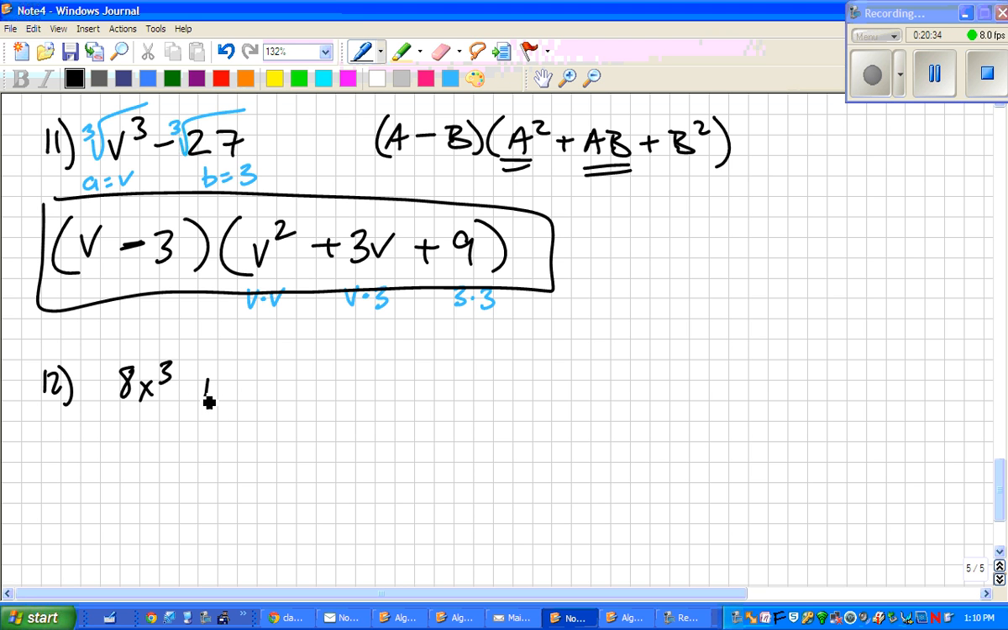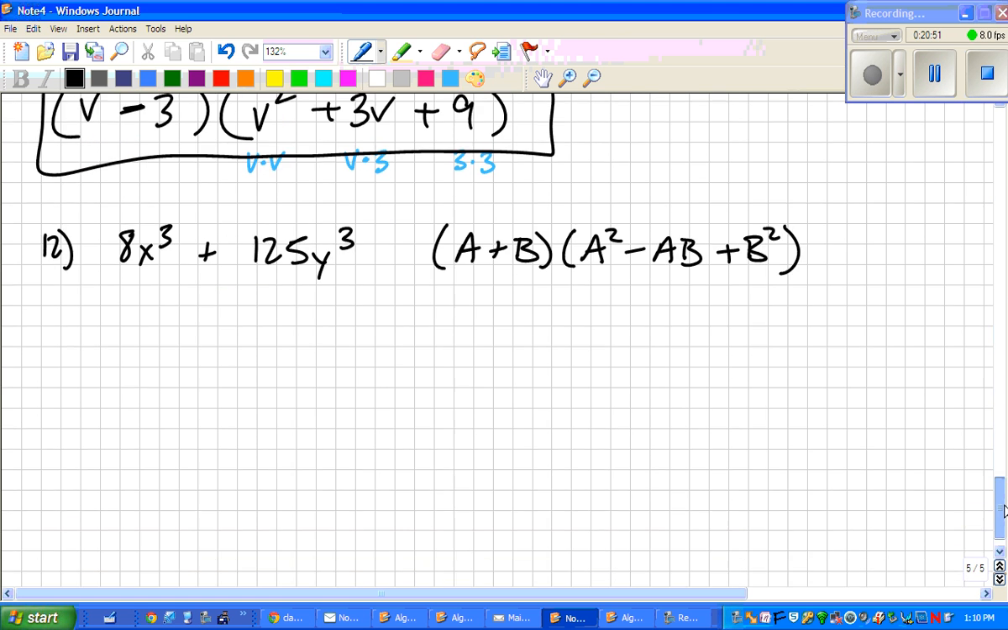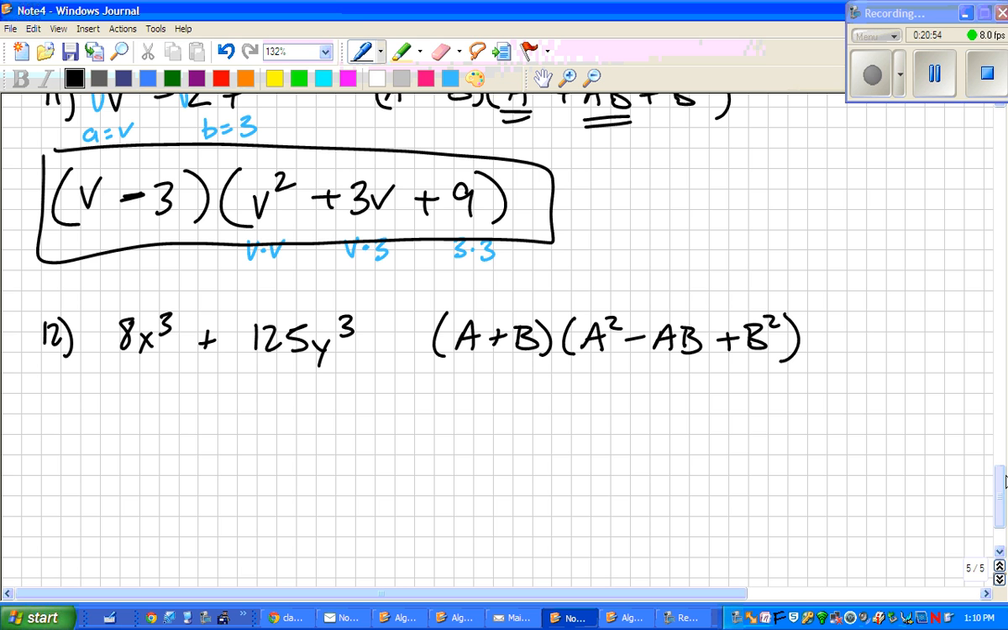So we got 8x cubed plus 125y cubed. And now this is our other pattern where the only thing that's changing are the signs. Okay? We still need to find out what A is, and we still need to find out what B is. Now, is there a GCF? No. Okay? So we have to take the cube root of that, and we find out that A, the cube root of 8, is 2x, and then B, the cube root of 125, is 5y.